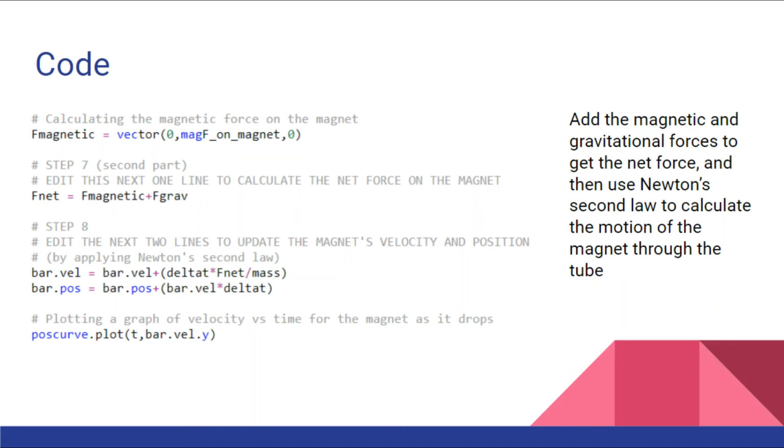We then add the magnetic and gravitational forces on the magnet to get the net force, and then use this net force and Newton's second law to calculate the motion of the magnet over time. We also graph the velocity of the magnet over time.